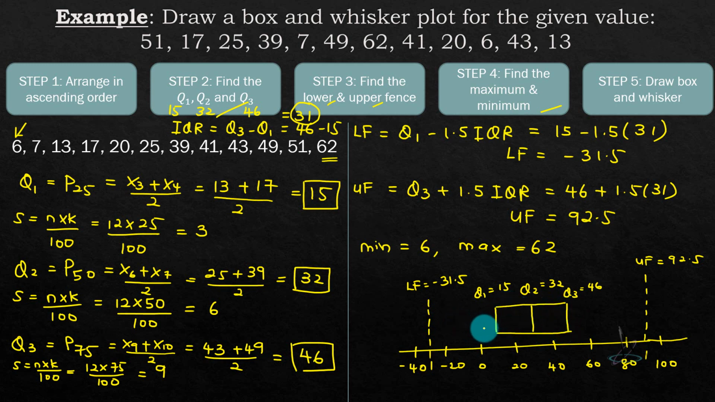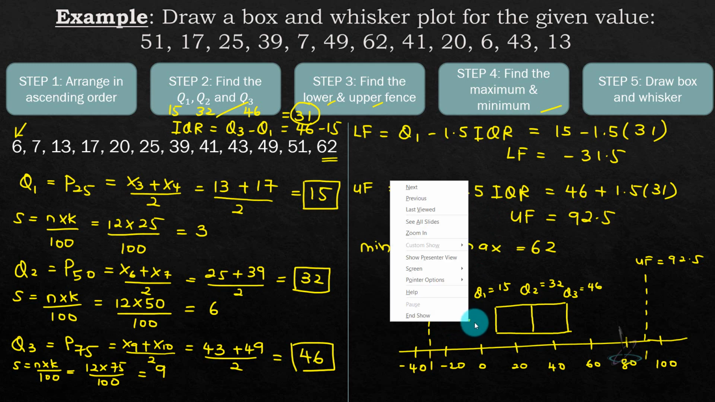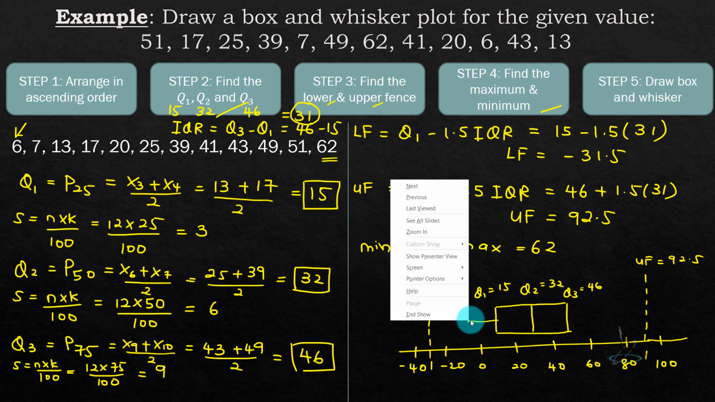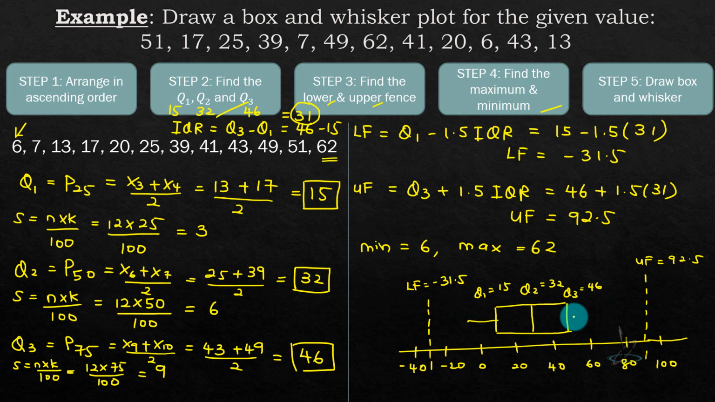And then time to draw the whisker. So the minimum is 6, so 6 is somewhere here. So this is your minimum. Simply draw the whisker. So this is minimum 6. And then of course your maximum, which is 62. So simply draw your whisker over here.